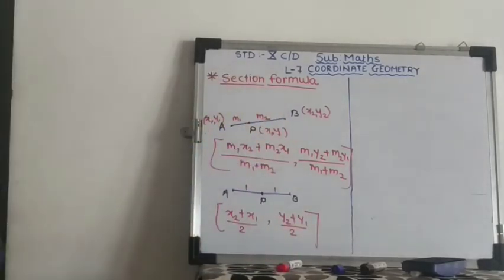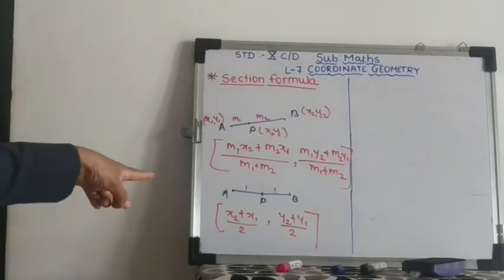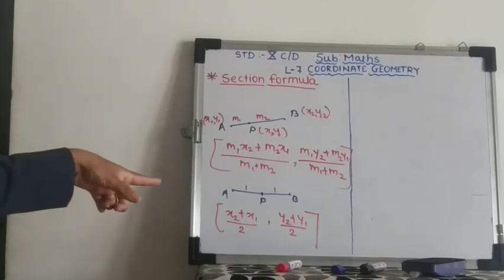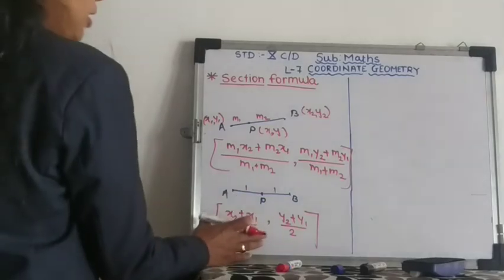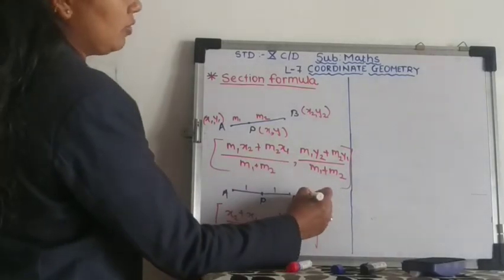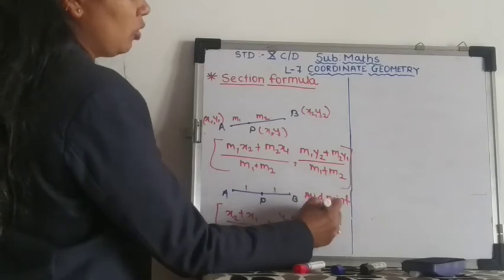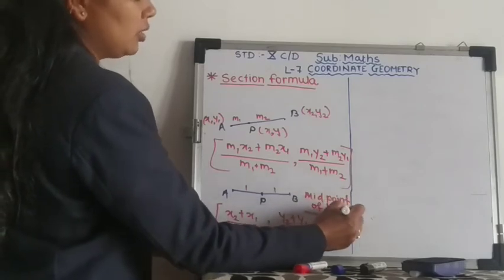Understood this one? Why did I write it? This is the special case of the formula, when P is the midpoint of the line segment. So we use this formula when the midpoint of the line segment is given.